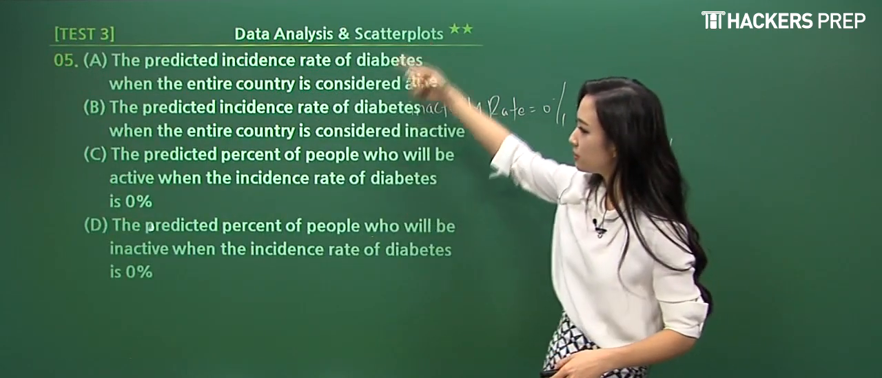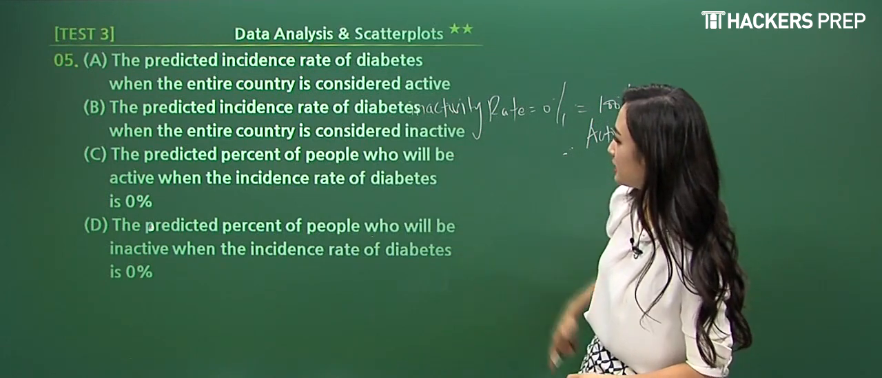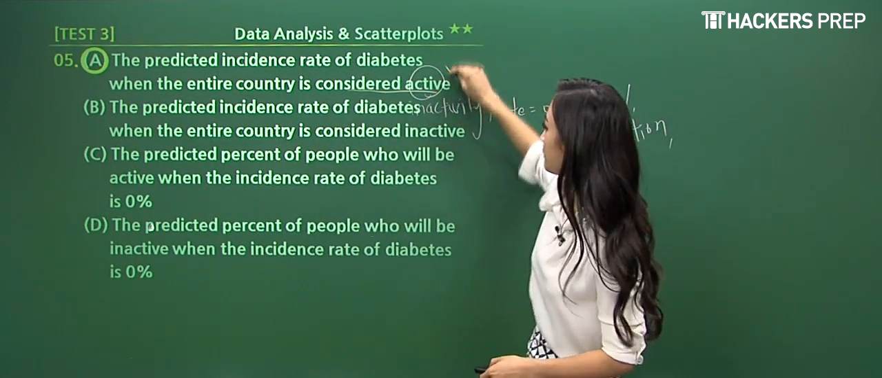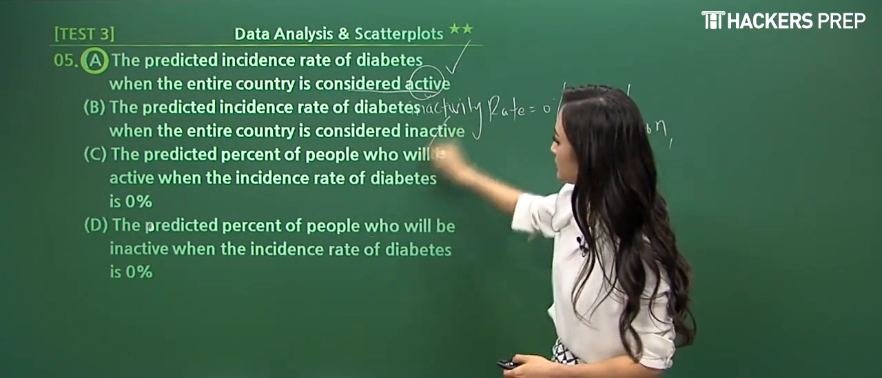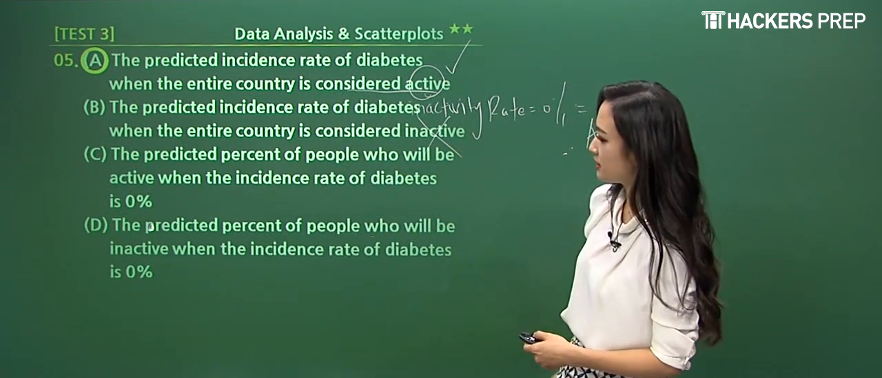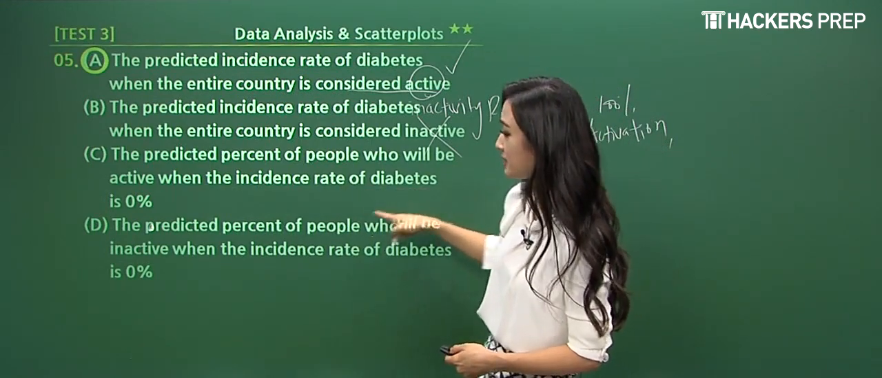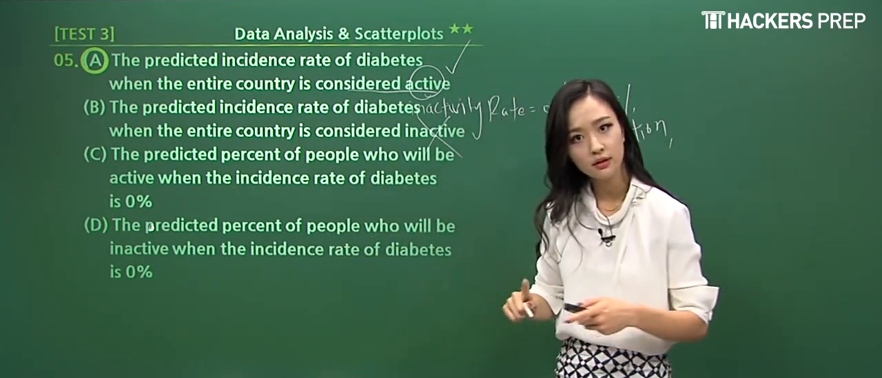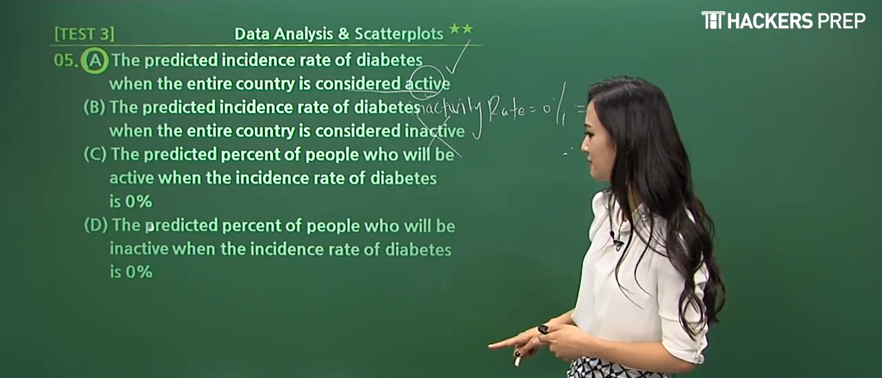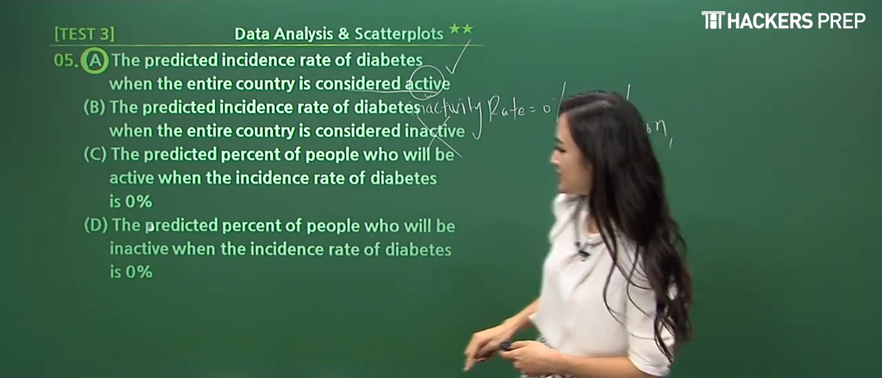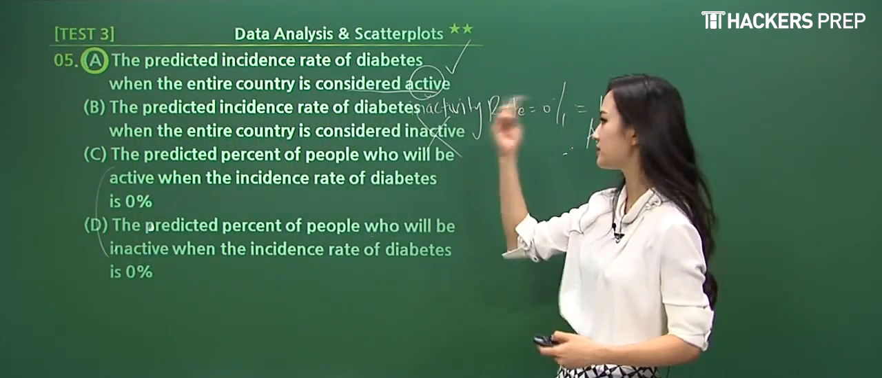So all you have to do is skim through the answer choices and look for the correct description. When the predicted incidence rate is 0, the entire country is considered active, this is the correct description, and you circle that one, okay? When we skim through the remaining answer choices, the entire country inactive is an incorrect description. The predicted percent of people who will be active when the incidence rate of diabetes is 0% is talking about the other concept of x-intercept, right? Good. The predicted percent of people who will be inactive when the incidence rate of diabetes is 0% involves a similar concept, but A was the correct description, okay? You circle that and you simply move on.